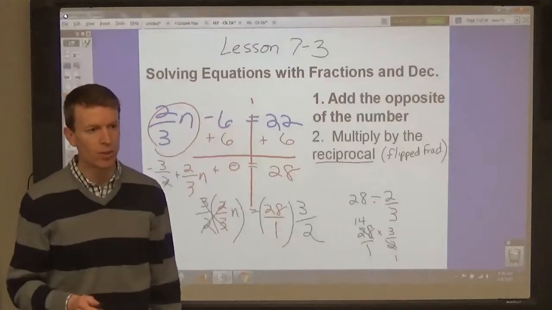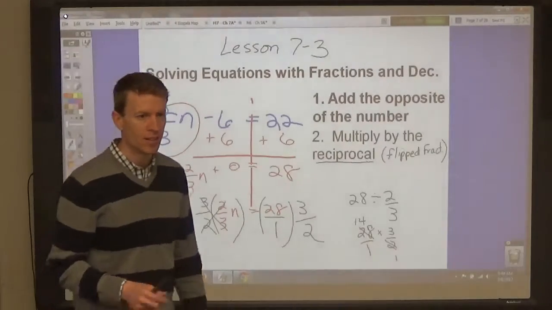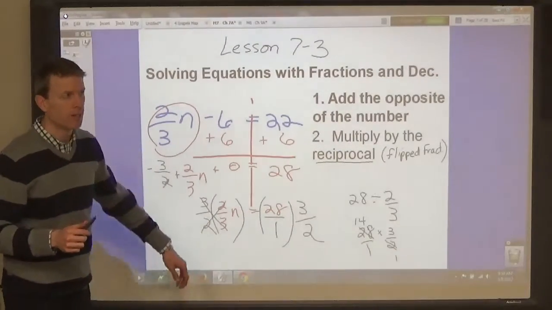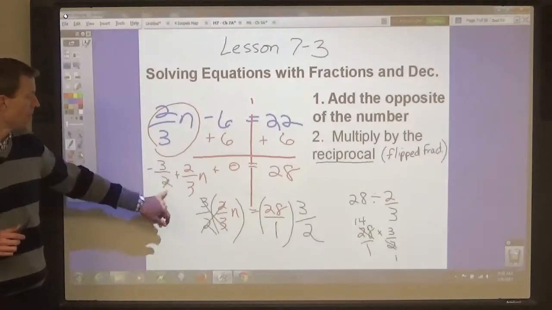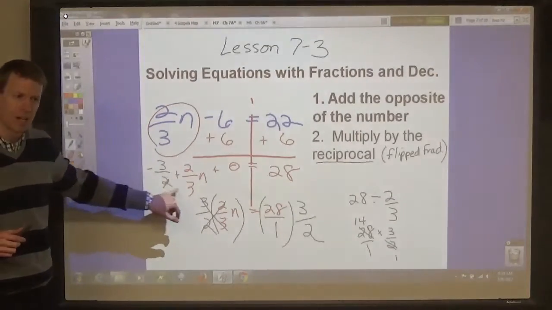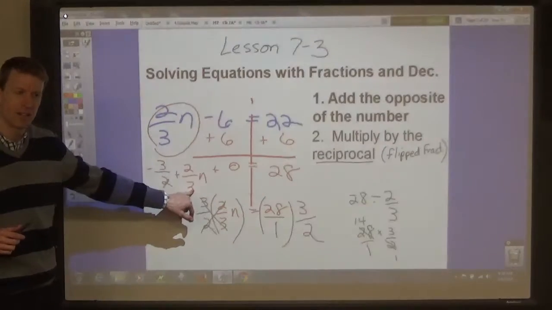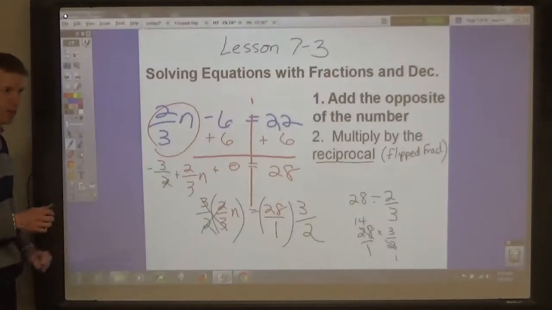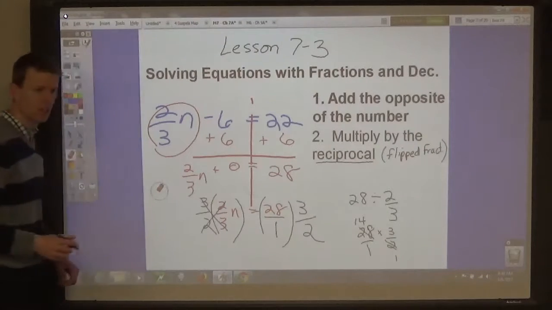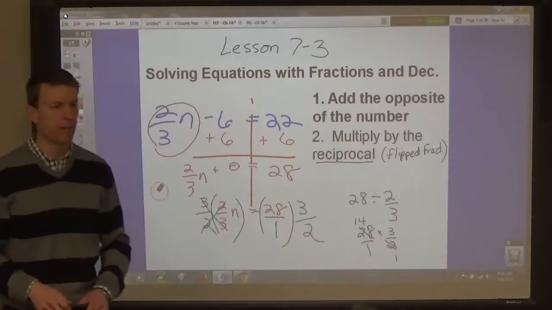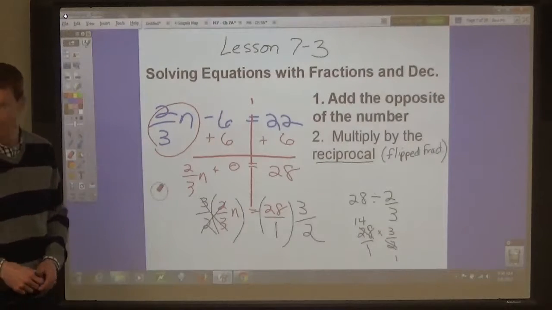That's a warning, okay? With 3 over 2, you have to use a common denominator here. That's not going to give you 0 or 1, so that wouldn't work. You have to multiply. Okay?